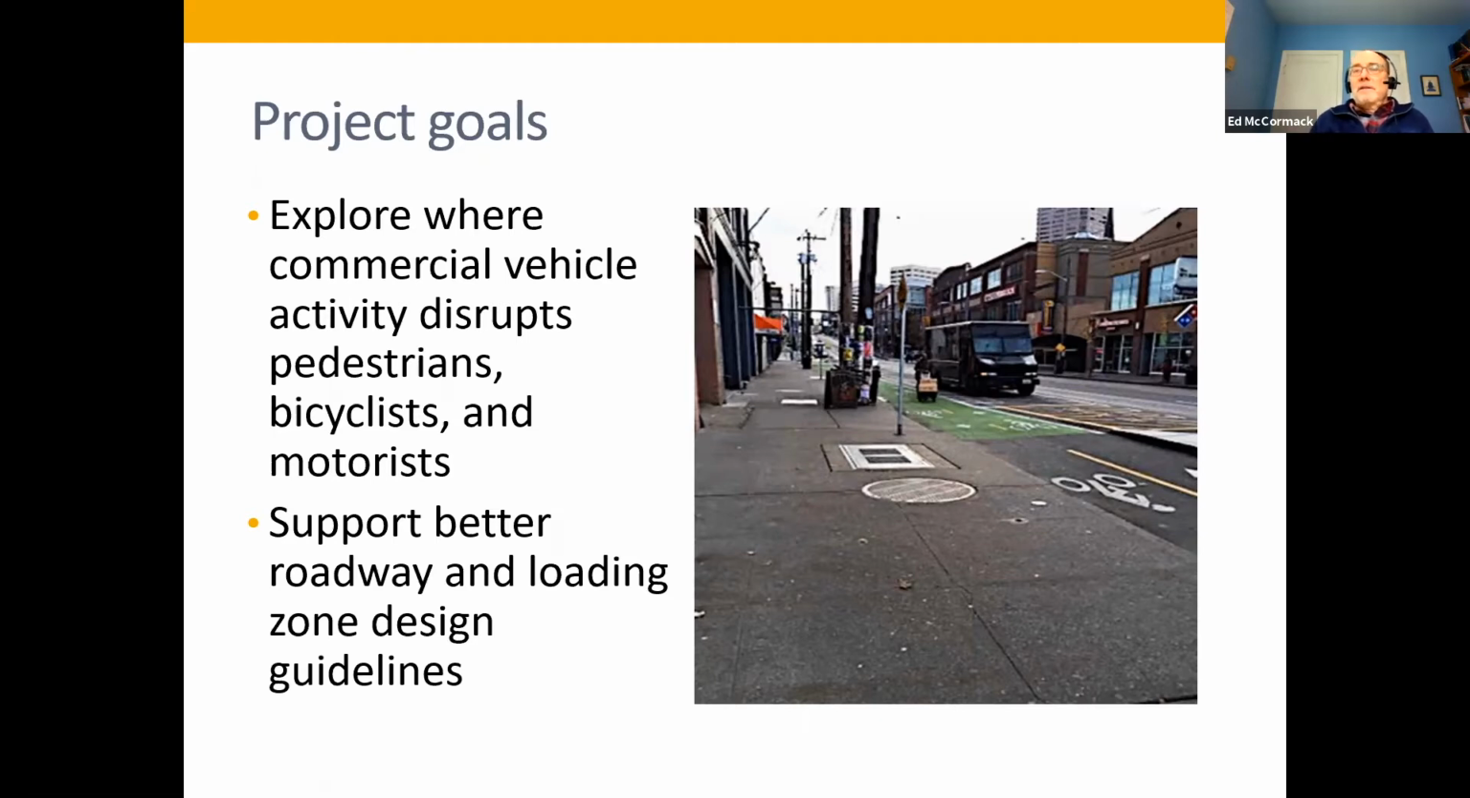And the whole idea is that this information would support better roadway and loading zone design guidelines. Ultimately, we'd love to find this information in something like the Manual on Uniform Traffic Control Devices or smart growth prescriptions. That would be great. And again, here's a picture of a driver walking in the bike lane, who gets hit by a bicyclist.